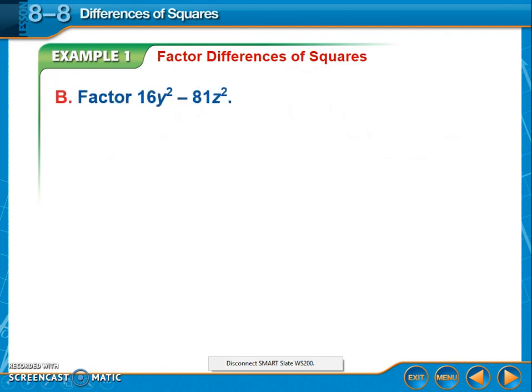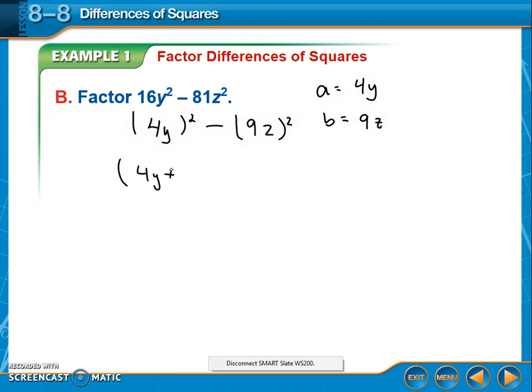So looking at this one, what squared gives me 16y squared? That's going to be 4y. 4y squared is 16y squared. And what squared gives me 81z squared? That's going to be 9z. 9z squared gives me that. So that means my a is 4y and my b is 9z. So my solution, when I factor this, is going to be 4y plus 9z and 4y minus 9z. It doesn't really matter which order you do them in.